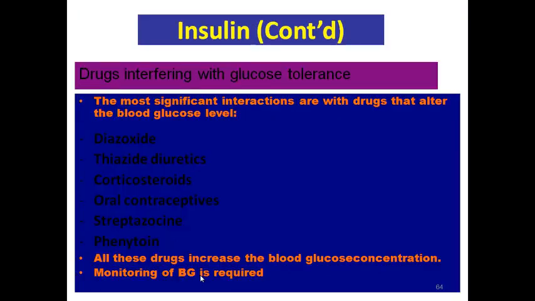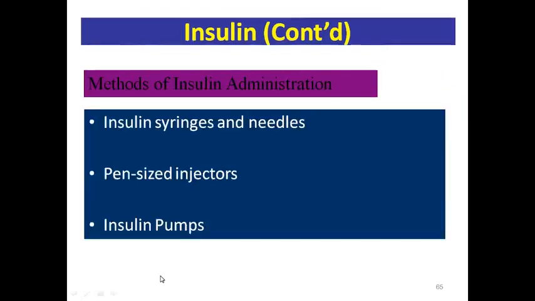There are several drugs which can interfere with glucose tolerance: diazoxide, thiazide diuretics, which are commonly given to patients of heart failure, and corticosteroids, given in autoimmune disorders and several other disorders. Corticosteroids can cause increased levels of glucose, can cause hyperglycemia. Oral contraceptives, streptozocin, phenytoin, they all can cause the levels of glucose to go up. And monitoring of blood glucose is required in these patients.